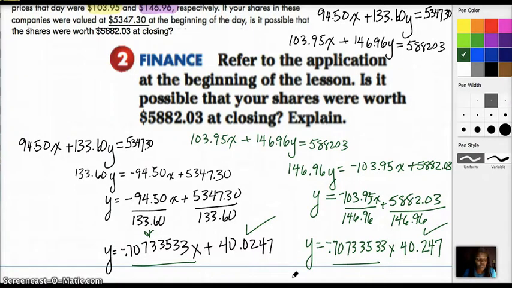Let's go back to the original question. Is there some X and Y that works for both of these equations? And the answer is yes. All X and Y's work for both of these equations. So we're in good spirits. We understand that yes, the answer to this is yes. You could start off with the initial financial situation where you've got $5,347 worth of shares, and then end up with $5,882.03 worth of shares.